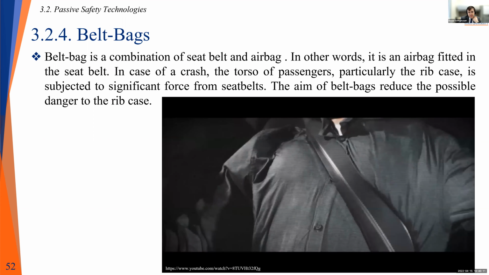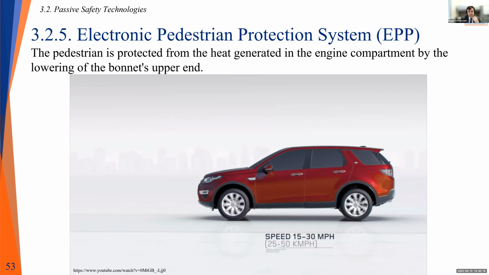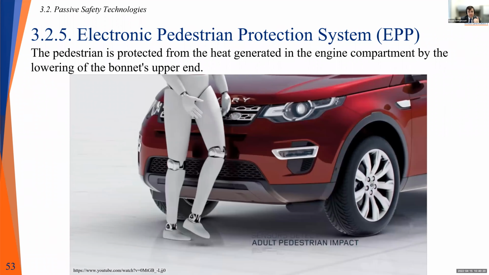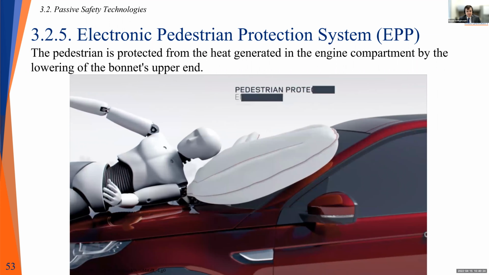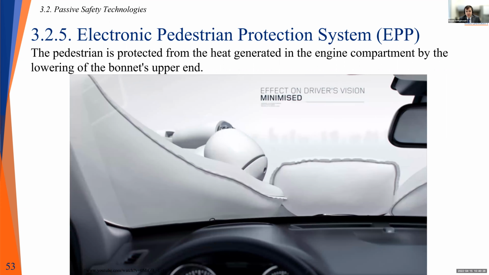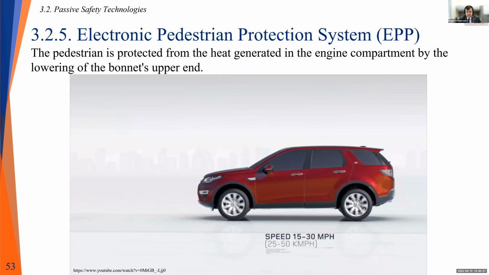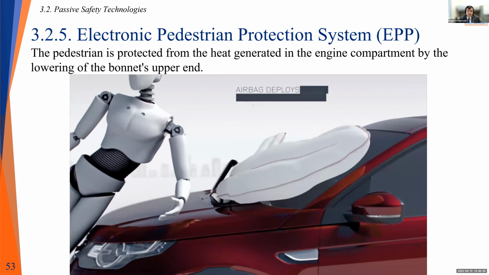Another thing is electronic passenger protection systems. These systems are basically designed to reduce the severity of injuries sustained by pedestrians when they crash with a moving vehicle. Basically, the pedestrian is protected from the heat generated in the engine compartment. Some companies have been working on it very well.